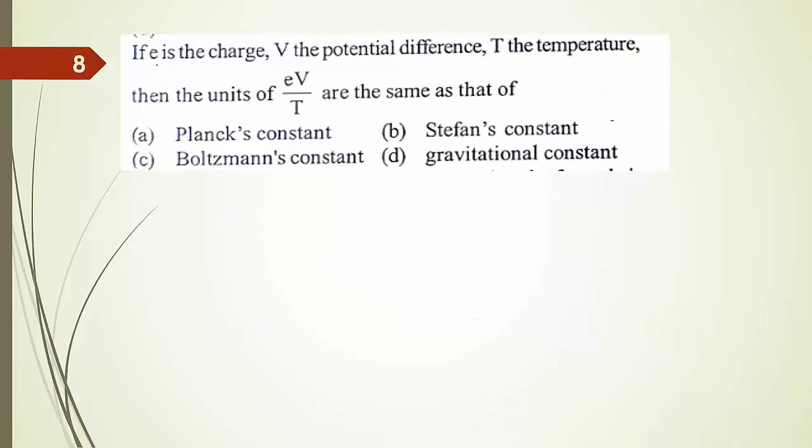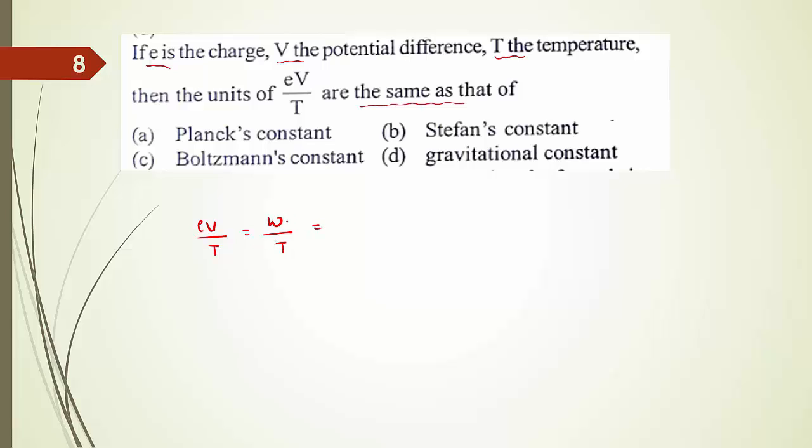Eighth question. If E is the charge, V is the potential difference and T is the temperature, then the unit of EV over T is the same as that of. See here, EV divided by T. E indicates charge, V indicates potential difference. So this is equivalent to electron volt, or we can express it in terms of work. W divided by T.